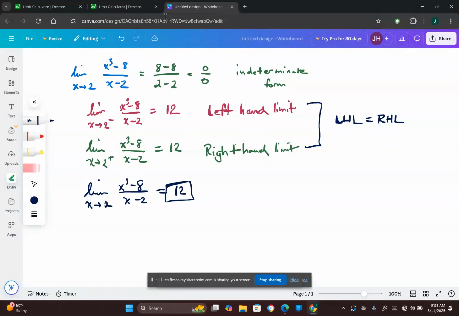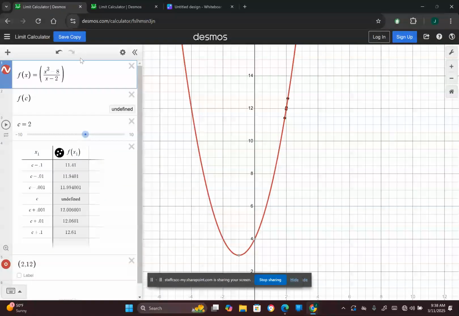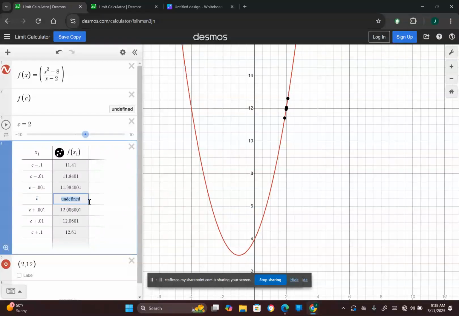Now, we're going to confirm this from a table. You'll notice on Desmos here, we've set up a table: x cubed minus 8 over x minus 2. I'm going to let c equal 2. What this table does is take c equals 2 and plug it into the original function. And we can see that it's definitely undefined, just like we found before. It's 0 over 0. So now it takes 2 and subtracts 0.1. So this is at 1.9. The value is 11.441. Take 2 minus 0.01. So at 1.99, the value is 11.94 approximately.